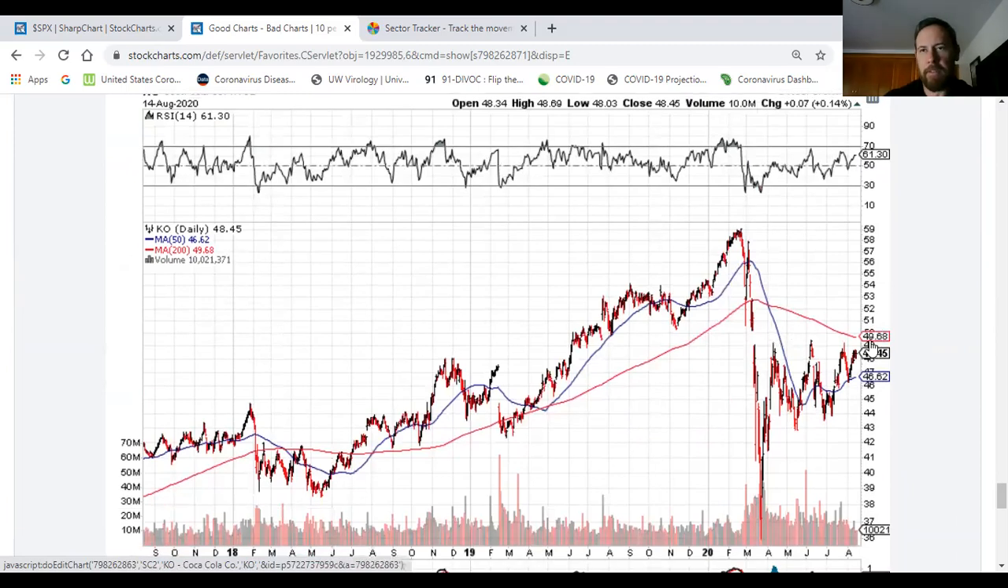Coca-Cola, they've been hurt by restaurant sales. This is not a great chart. Again, it's failed a couple of times in this kind of like 49 level. It's 48, 45 right here, downward sloping 200-day. I would be hands off on this thing.